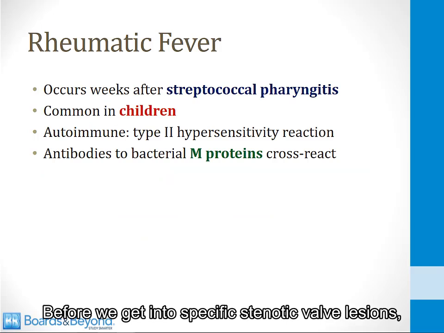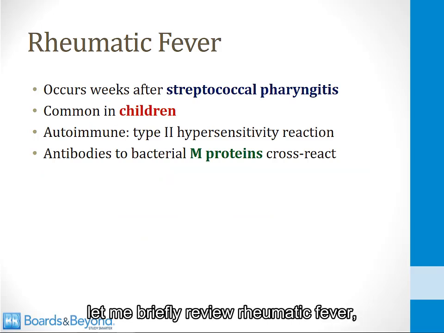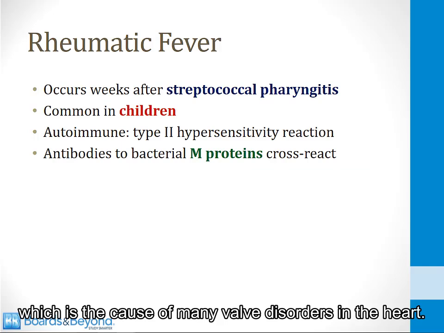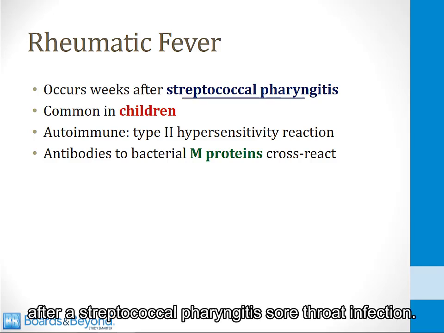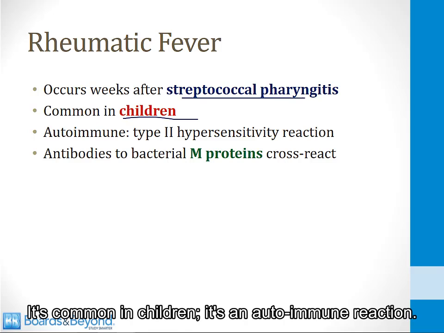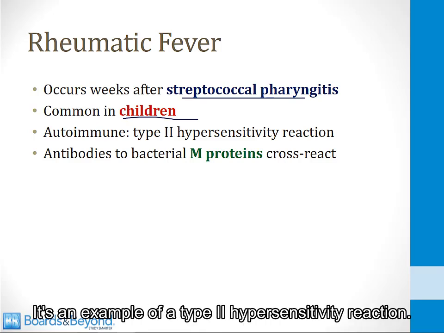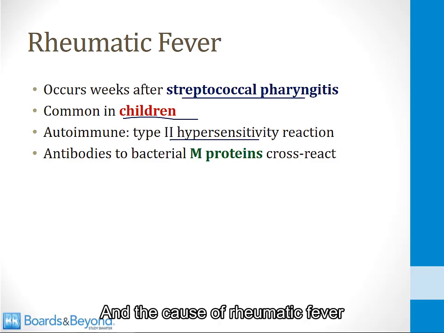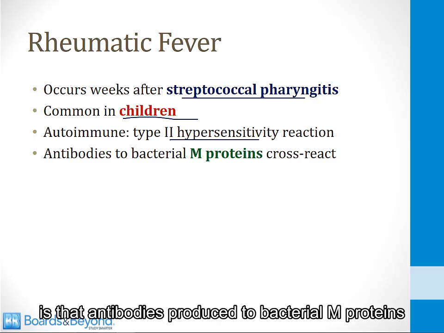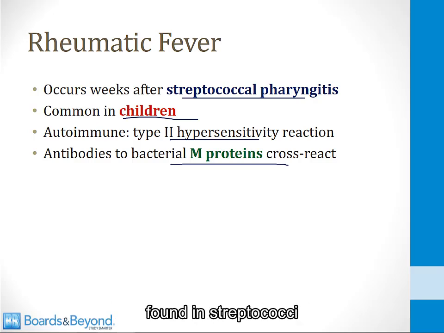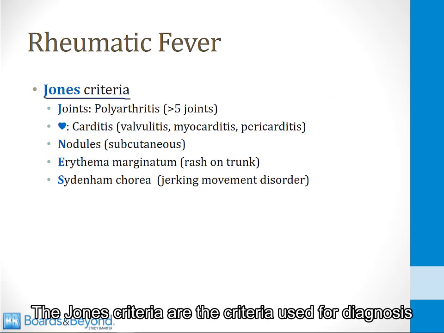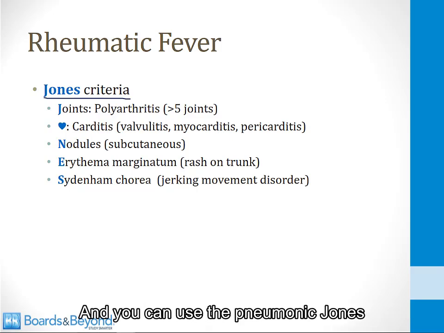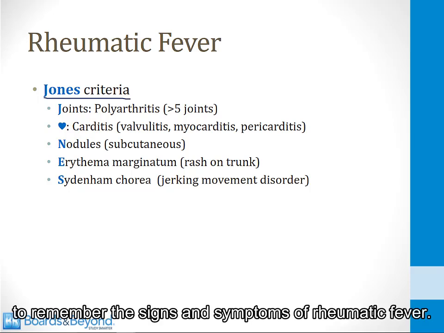Before we get into specific stenotic valve lesions, let me briefly review rheumatic fever, which is the cause of many valve disorders in the heart. Rheumatic fever occurs weeks after a streptococcal pharyngitis sore throat infection. It's common in children. It's an autoimmune reaction. It's an example of a type 2 hypersensitivity reaction. And the cause of rheumatic fever is that antibodies produced to bacterial M proteins found in streptococci cross-react with proteins in the heart. The Jones criteria are the criteria used for diagnosis of acute rheumatic fever, and you can use the mnemonic JONES to remember the signs and symptoms of rheumatic fever.